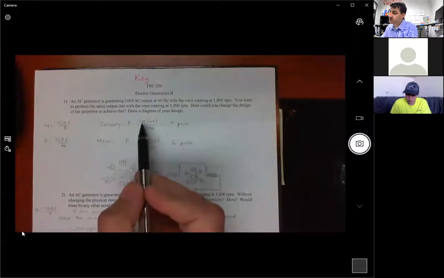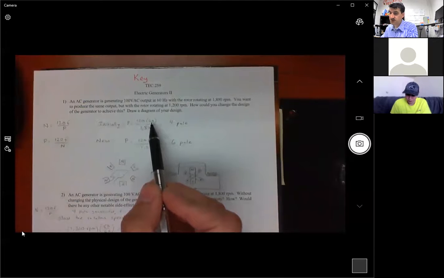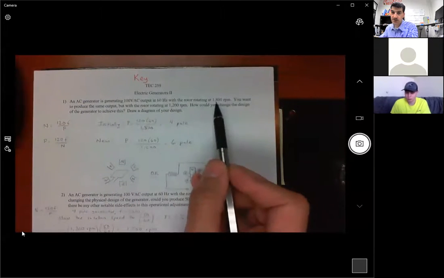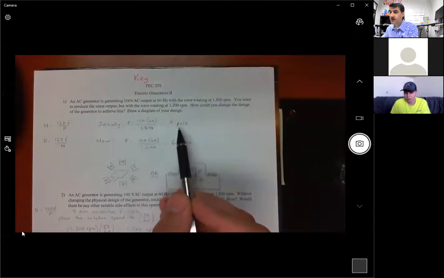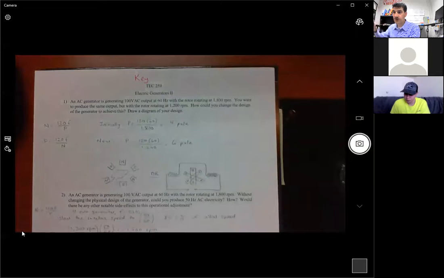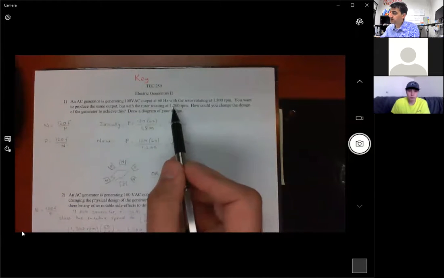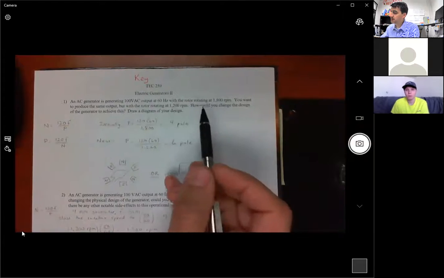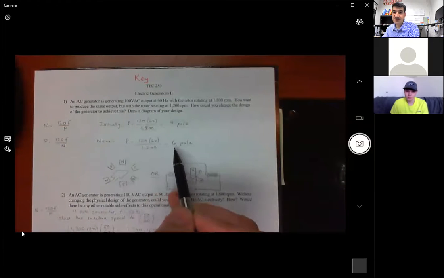So if we plug the numbers in, I'm taking this equation, plugging numbers in for 60 hertz, that's our desired output frequency. And that is our initial rotor speed. And we find that initially the generator was a 4-pole generator. So the magnetic field would go north, south, north, south. And now I want to produce the same output, but at 1200 RPM. So no problem. I just plug in 1200 in the denominator instead of 1800. And I find that my new generator needs to have a 6-pole magnetic field.